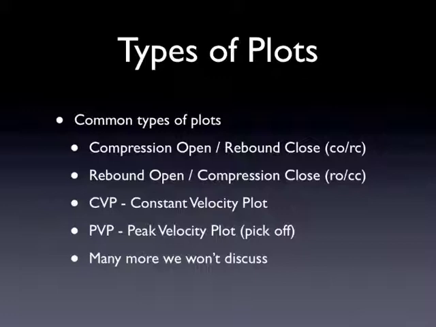And then one that gives you a lot more data than that, and we'll discuss these, is a CVP plot, or a constant velocity plot. We'll talk about that in a minute, as well as a PVP plot, peak velocity plot, which actually gives you more information than any of the other ones. A lot of times what we'll see is somebody bring a compression open, rebound close, and again, that only tells half the story. So we'll talk a little bit about each one of these as we go through.